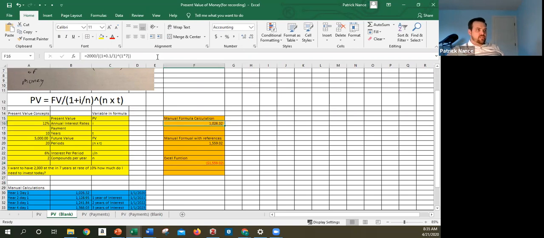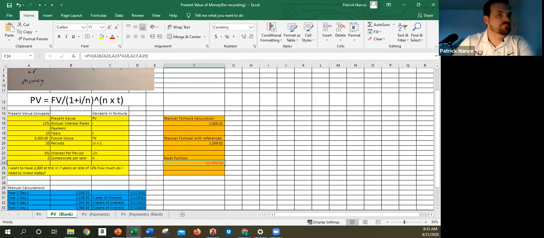I notice this didn't change because these aren't references, just typed in, but these two are referenced, so these two would change. And now I can use this for a present value calculator. And that's pretty much it for present value.